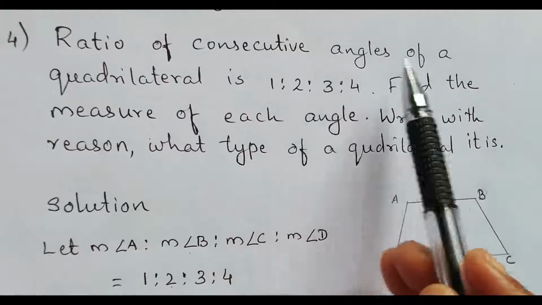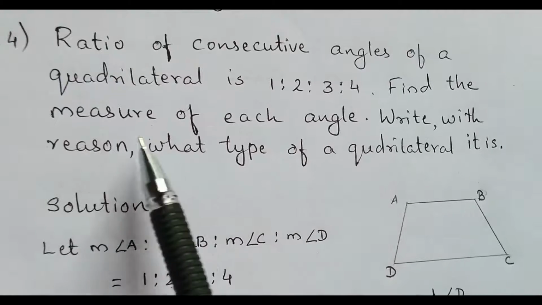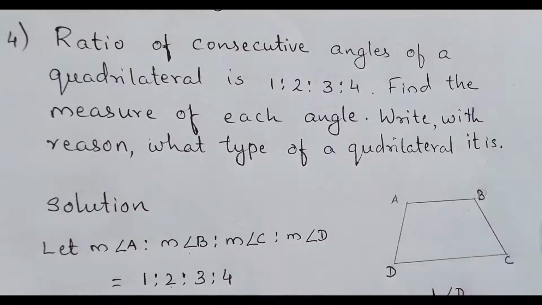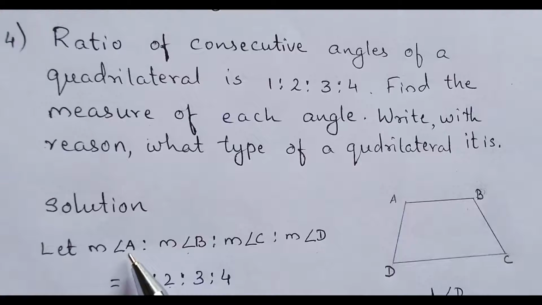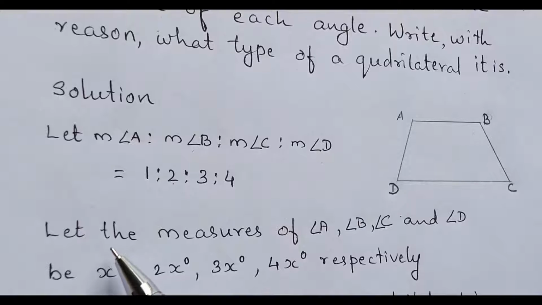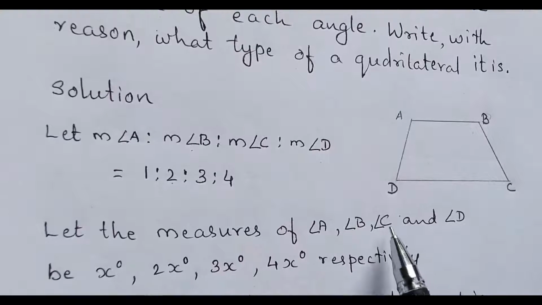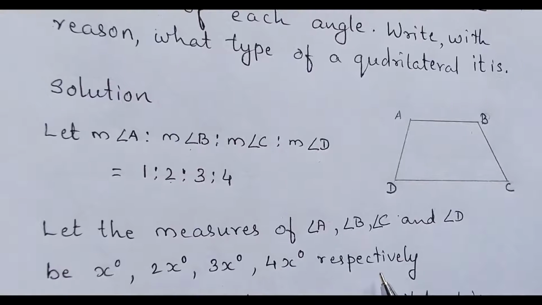The ratio of consecutive angles of a quadrilateral is 1:2:3:4. Find the measure of each angle. Write with reason what type of a quadrilateral it is. I've drawn the rough figure here. Let's take the ratio of angles A, B, C and D as 1:2:3:4. Now since it is a ratio, let us take the common multiple as x. So we can write the measure of angle A as x degrees, angle B as 2x degrees, angle C as 3x degrees and angle D as 4x degrees respectively.